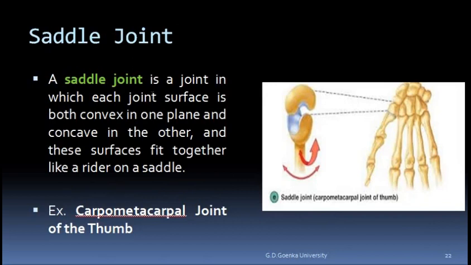A saddle joint is a joint in which each joint surface is both convex in one plane and concave in the other, and these surfaces fit together like a rider on a saddle. Example is your carpometacarpal joint. Here you can see the carpometacarpal joint of the thumb.